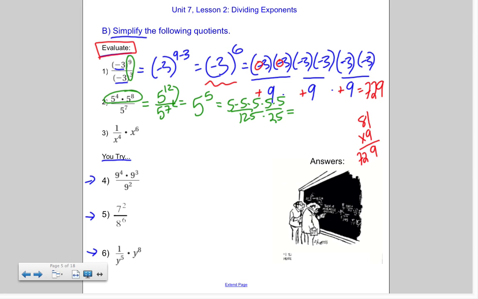Number 3 is variables, but it's the same idea. What I want you to understand with number 3 is that this x to the 6th power is really on the top. If you have the number 3, how do you make it look like a fraction? You put it 3 over 1. If you have the number 10, 10 over 1. Any whole number, you just plop a 1 underneath it, and it looks like a fraction. So this is 1 over x to the 4th times x to the 6th over 1. When we multiply fractions, we're just multiplying across. X to the 6th over x to the 4th is x to the 2nd.